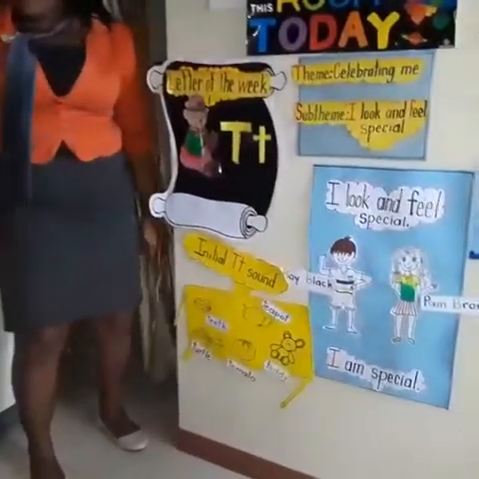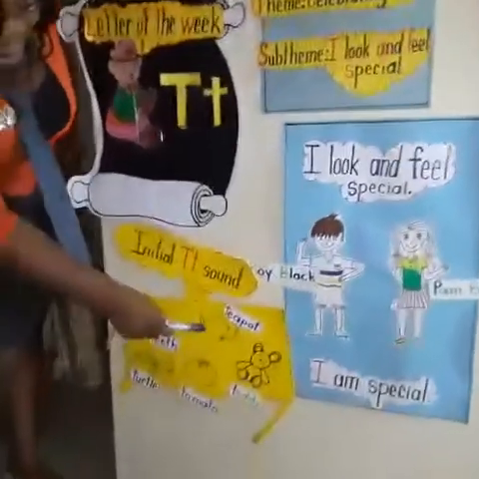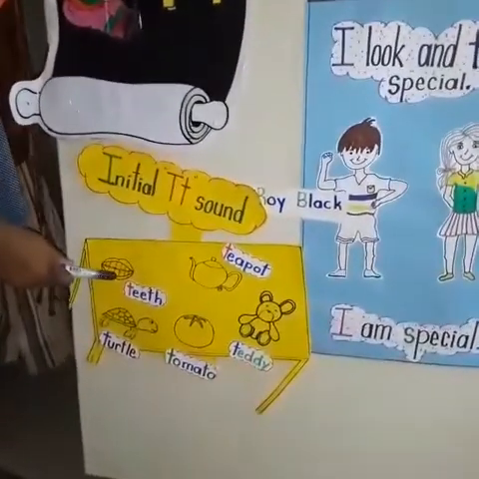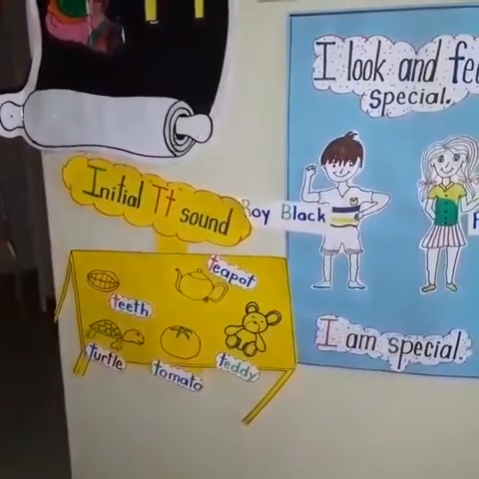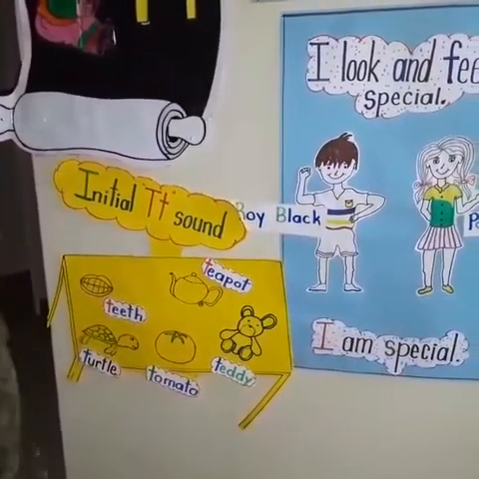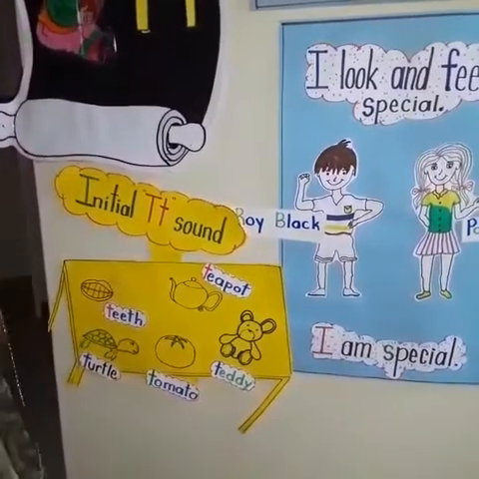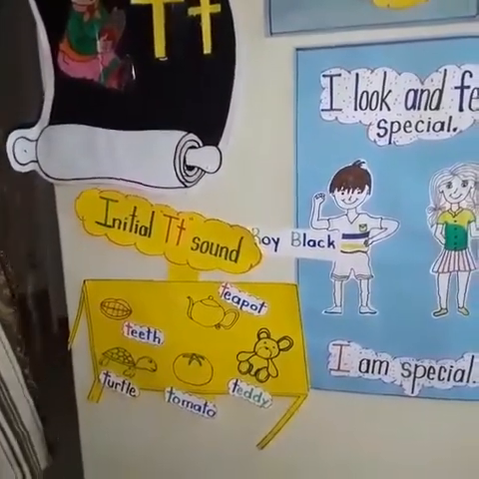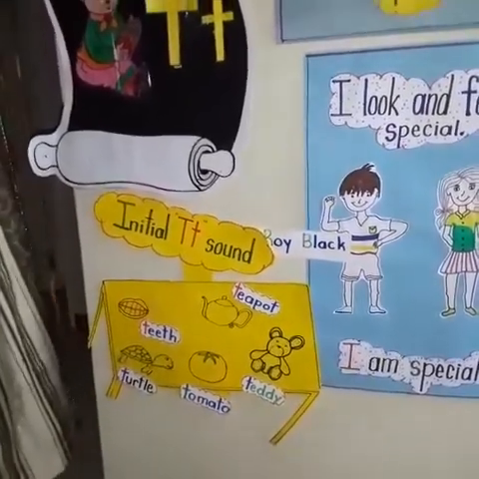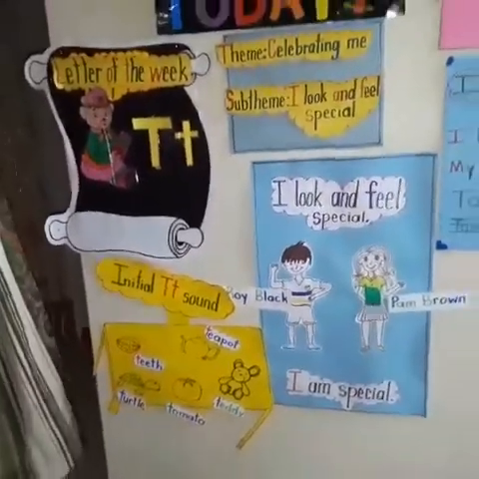Yes. Any more words? Oh, you saw it on my chart. Teddy. And we all have a teddy bear. Teapot. Teeth. Turtle. So T is for teeth. T is for turtle. T is for teapot. T is for teddy. T is for tomato. And we love to eat tomato, right?